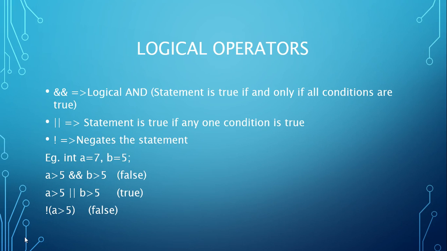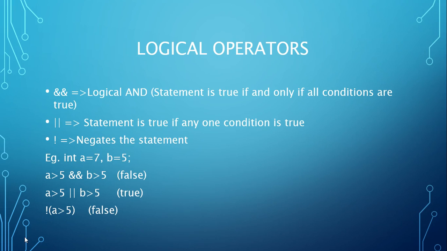Alongside you can see an example. Again I have two variables, two containers, one with the value 7 and the other with the value 5. In my first statement, I am comparing two conditions using the AND operator. My first condition is the value of A greater than 5? Yes, it is. My second condition is the value of B greater than 5? No, it is not. It is equal to 5, not greater than 5. When I join these two conditions using AND, one condition is true, the other is false. My resultant would be false.